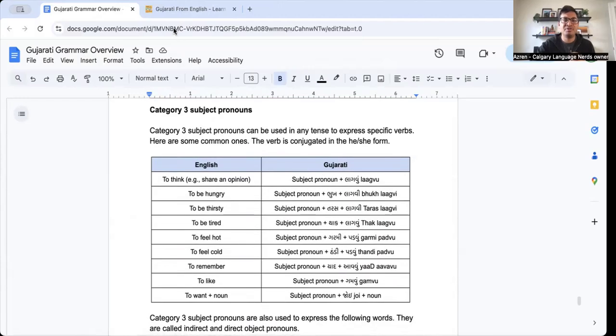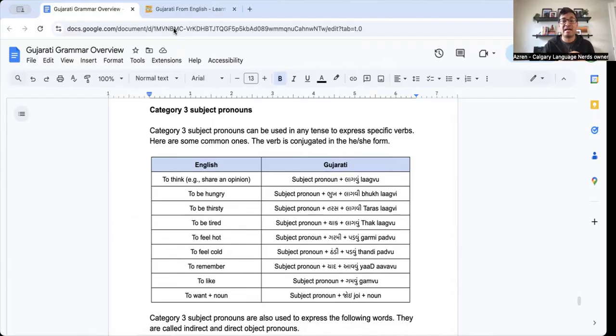Category 3 subject pronouns, we use them pretty much in any tense to express specific verbs. Not even verbs, it's more like phrases, honestly. When I look at this now, 2 years later after making this document, it's almost like phrases. So, to be hungry, we don't say hu, we say mane.